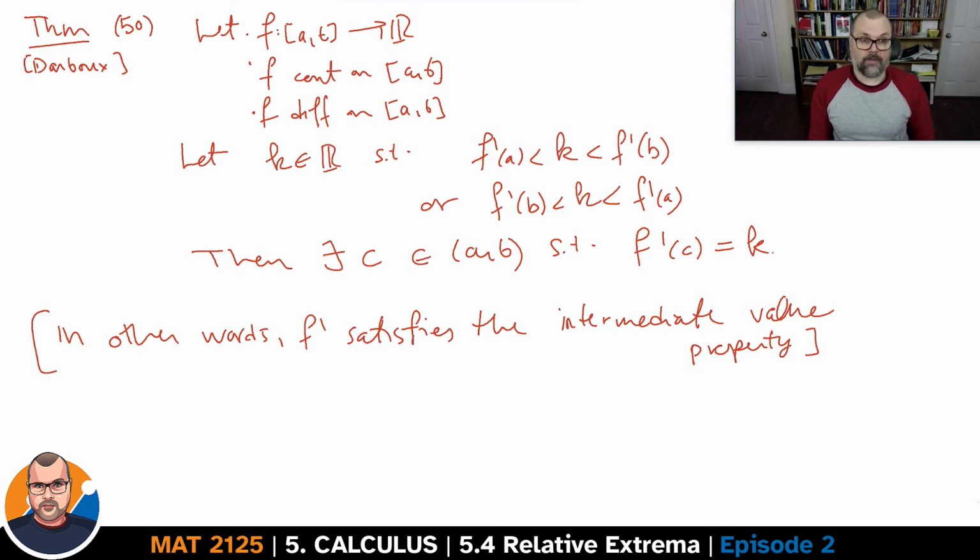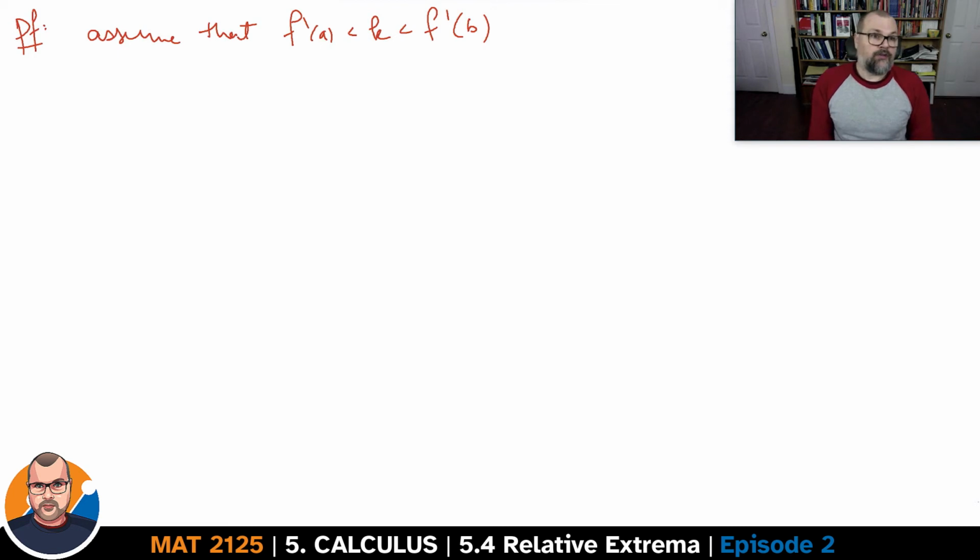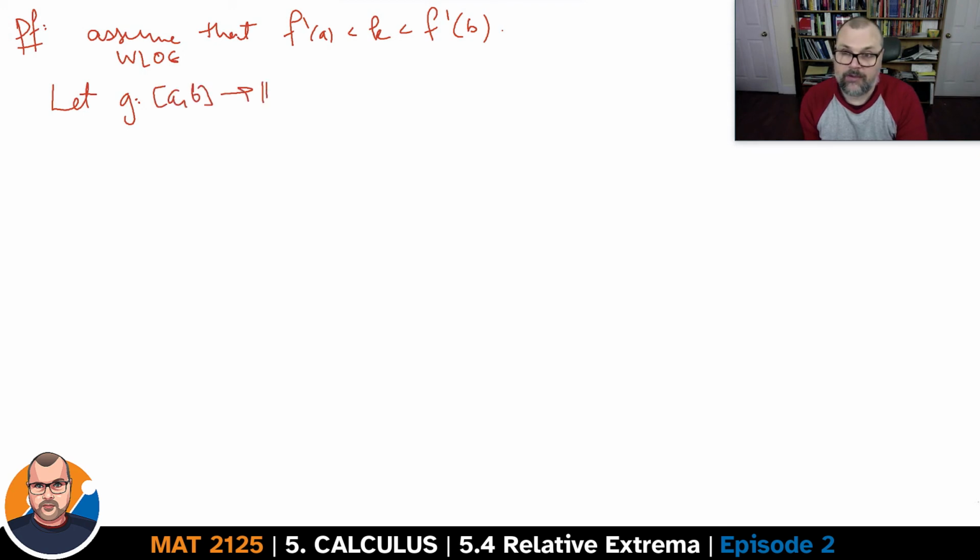Absolutely. Let's do the proof. I'm going to assume for this proof the strict inequality that f prime at a is smaller than k, which is smaller than f prime at b. The other inequality is basically the same. Just relabel the variables. So we can do this without loss of generality. Let g be a function from the same interval [a,b] to R, and we will define it as follows: x goes to kx minus f(x). k is given, right? This is well defined.